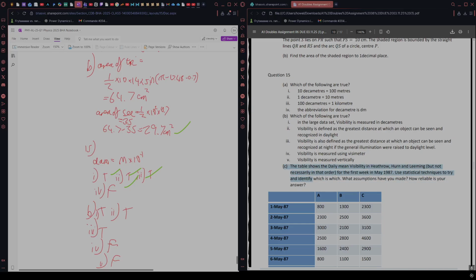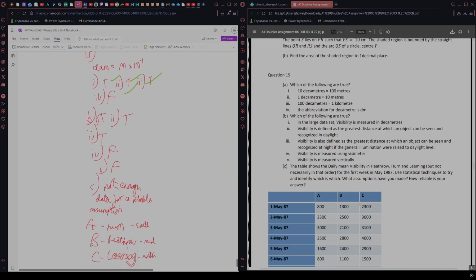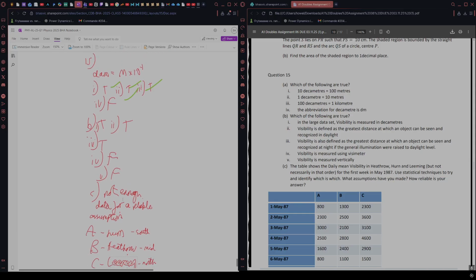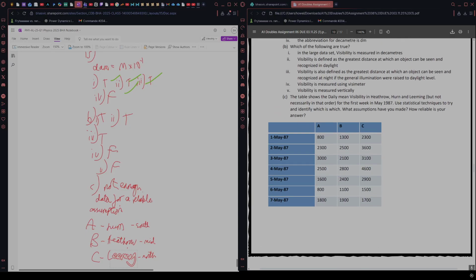Next, this is another ridiculous question. So we have Heathrow, Herne, and Leeming. And we have to try and identify which one's which. Firstly, I've done the second part first. There isn't enough data for a reliable assumption, because there's only 7 samples. But we know that we're supposed to know that Herne is the farthest south, Heathrow is in the middle because it's near London, and then Leeming is the farthest north location apart from Lucas.